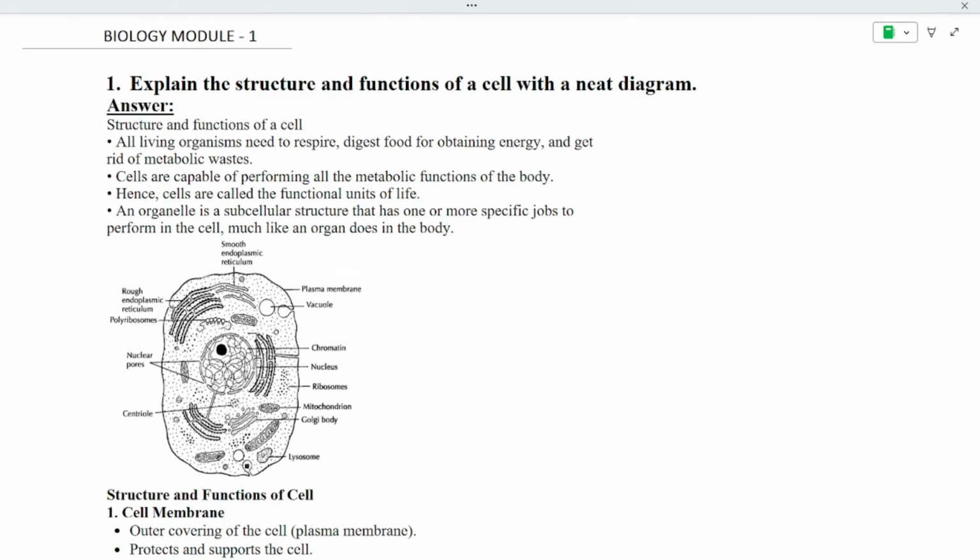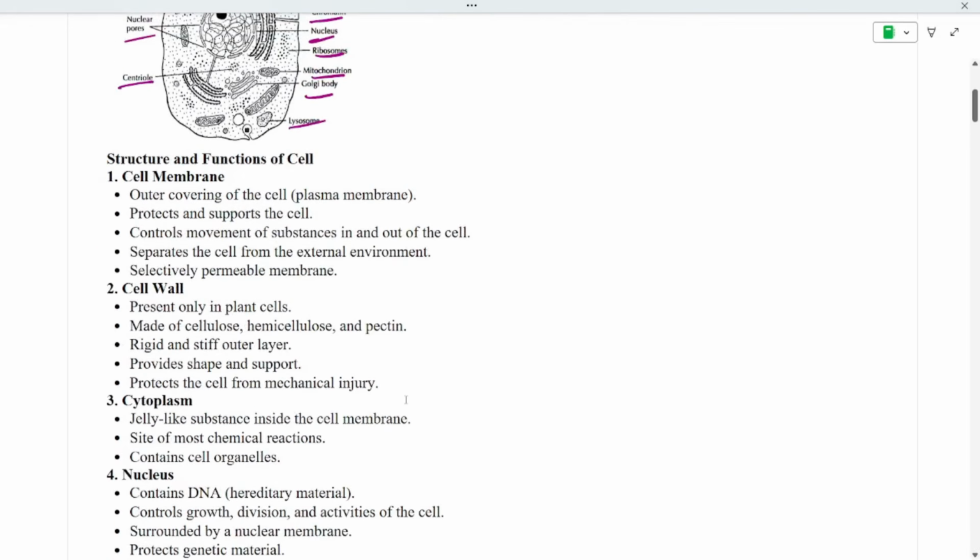See, the first question they have asked: the structure and the functions of the cell with a neat diagram. You can see here there is a smooth endoplasmic reticulum, plasma membrane, vacuole, chromatin, nucleus, which is the center part, and it has DNA, RNA and all, ribosomes, protein synthesis. It is used, mitochondria, powerhouse of the cell, Golgi body, lysosome, that is the suicide cell, and centriole, nuclear pores, polyribosomes, and rough endoplasmic reticulum. Now let's discuss what is the function of each.